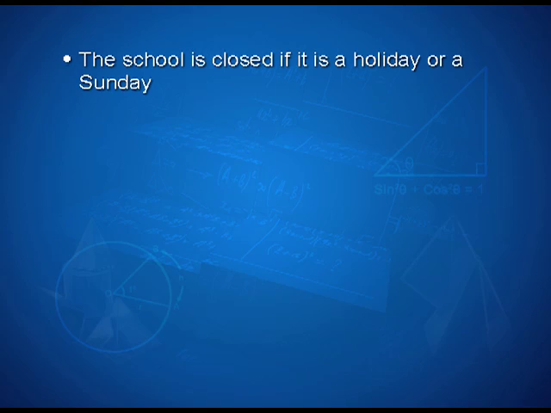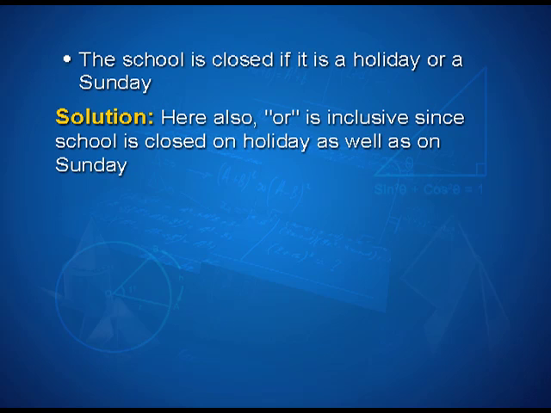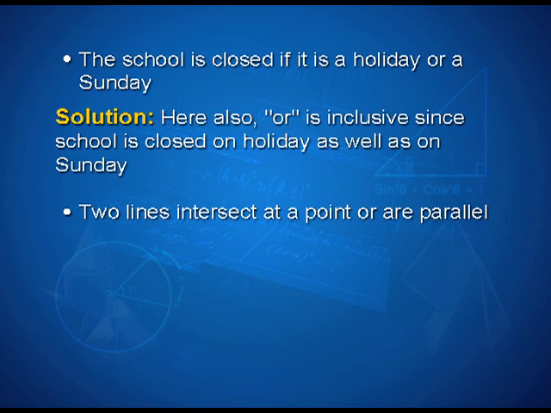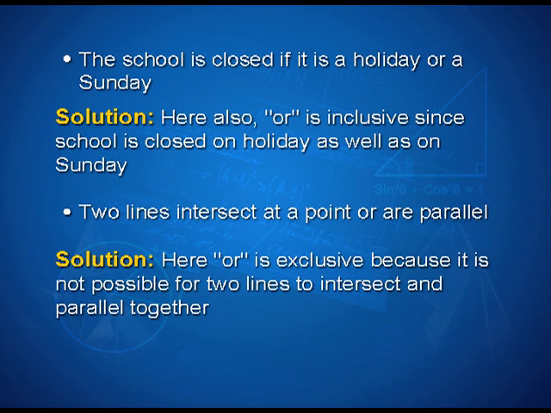Second, the school is closed if it is a holiday or a Sunday. Here also, or is inclusive, since school is closed on a holiday as well as on Sunday. Next, two lines intersect at a point or are parallel. Here, or is exclusive, because it is not possible for two lines to intersect and be parallel together.